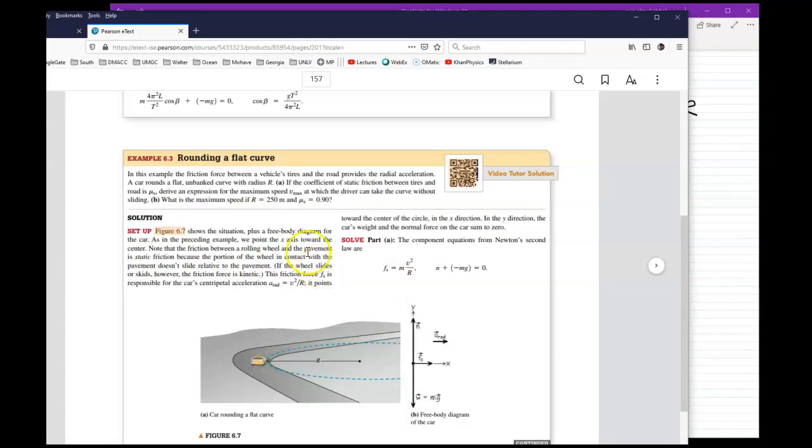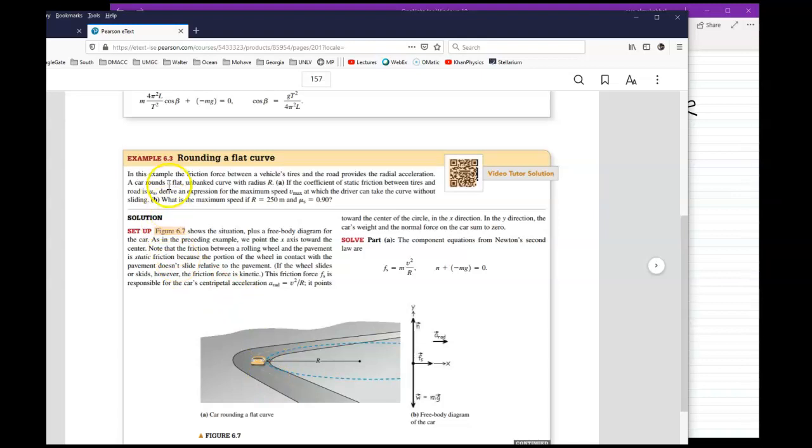Which is right here. So basically what you're looking at in this picture, you have a car. Let's say you are driving down the highway, going northbound, and now you're making a turn toward the east like that. And he's asking for something. He says, in this example, the friction force. Of course, you don't slide out because of the friction force. The friction force between the vehicle's tire and the road provides the radial acceleration. Basically, what's cool about this example is that the friction force plays the role of the centripetal force. You'll see it in a second.